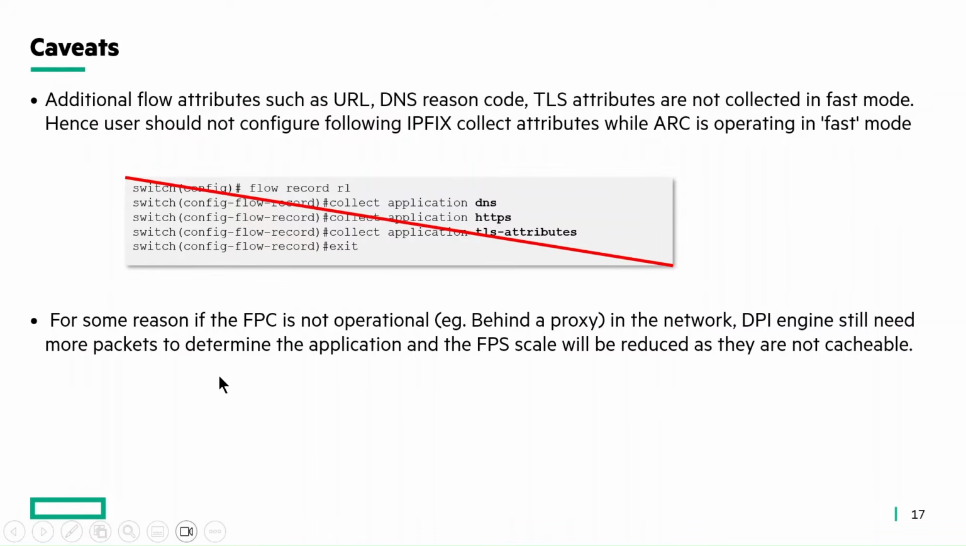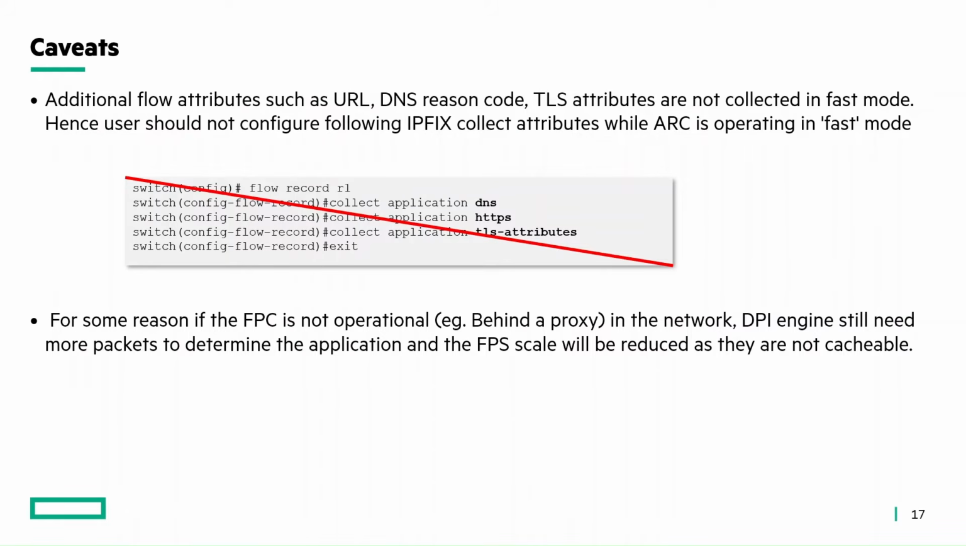Next thing would be when the applications are running behind a proxy. When the applications are running behind the proxy, the FPC will not be operational as the destination port will remain the same. Also, the DPA engine will need more packets to determine the application as the destination port remains the same. This also results in an FPS scale increase because the FPC will not be operational and there won't be any entries in the cache table to identify the application's new flows.